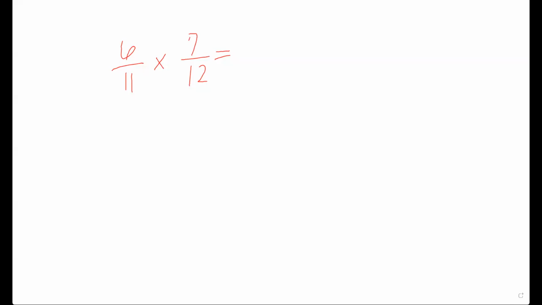All right, let's take a look at this question. We have 6/11 times 7/12. Remember, anytime you are multiplying fractions, you just multiply straight across, straight across the top and straight across the bottom. We're going to say 6 times 7 up top and 11 times 12 on the bottom. So 6 and 7 give me 42, and 11 and 12 give me 132.